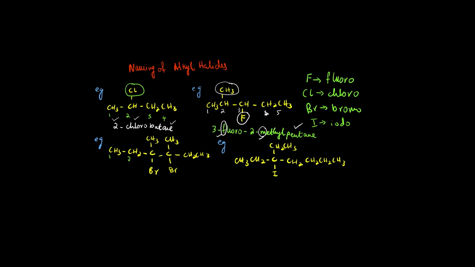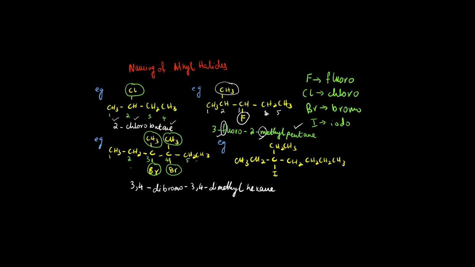The longest carbon chain would be this, 6 carbons. Now what substituents do we have? We have bromo substituents and we have methyl substituents, right? Now let's name this compound. 3,4-dibromo-3,4-dimethylhexane. Now let's look at why exactly this is the name.